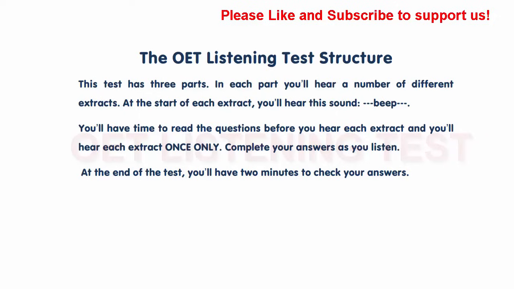The listening part of the Occupational English Test has 3 parts, and in each part you hear a number of different extracts. At the beginning of the test, you will hear a beep sound. You have time to read the questions before you hear the extracts. You will hear each extract once only. You have to complete your answers as you listen. At the end of each test, you will be given 2 minutes to check your answers.